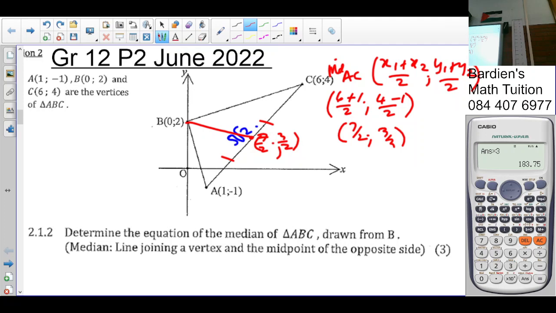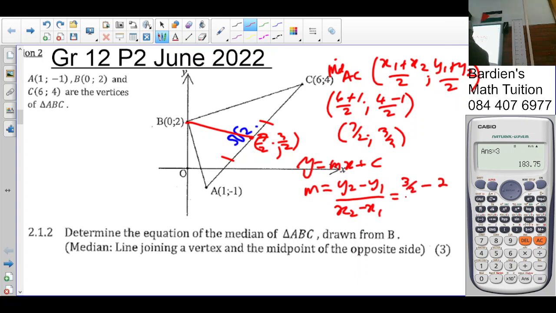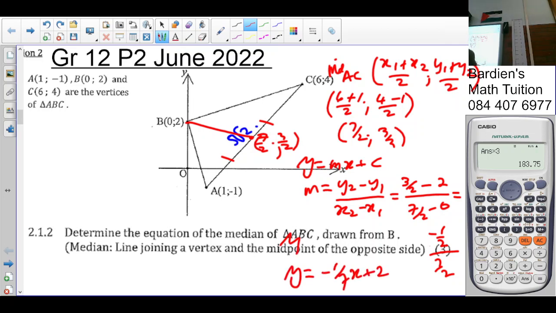Alright? So now, you remember that the equation will be in the form of y is equal to mx plus c. To work out the gradient, which is y2 minus y1 over x2 minus x1, it's going to be 3 over 2 minus 2 over 7 over 2 minus 0. So that gives us negative half over 7 over 2. This gives you negative 1 over 7. So the equation of this graph is y is equal to negative 1 over 7x plus 2. How do I know it's plus 2? Because that is your y-intercept.